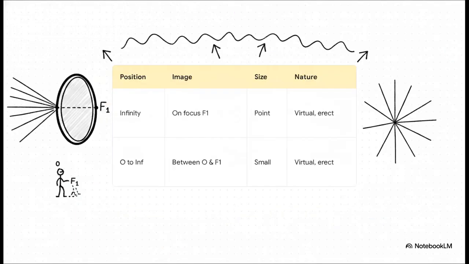Now let us contrast this behavior with concave lenses. You will be glad to know the table for concave lenses is much simpler. Regardless of where you place the object, whether it is way out at infinity or anywhere between the optical center and infinity, the image formed is always virtual, always erect, and always smaller than the object. A concave lens never forms a real image.